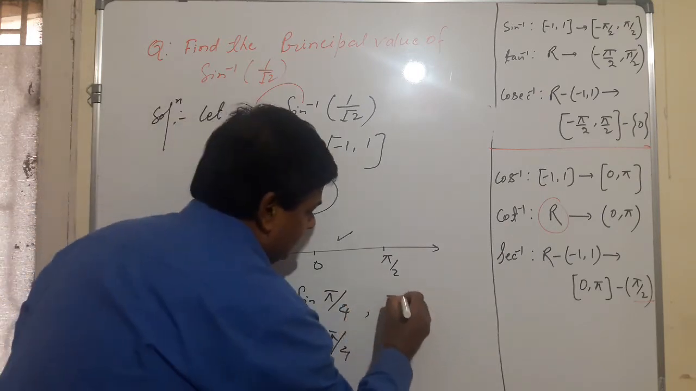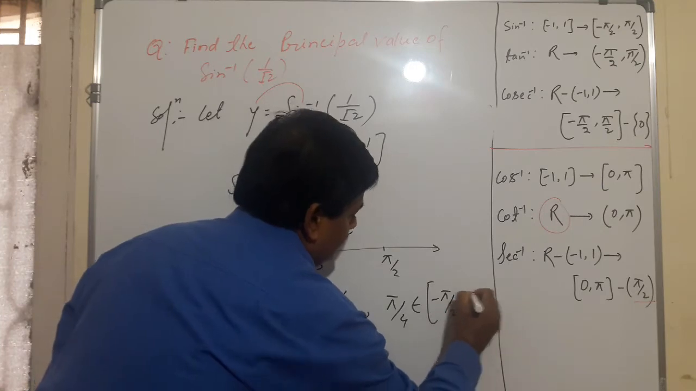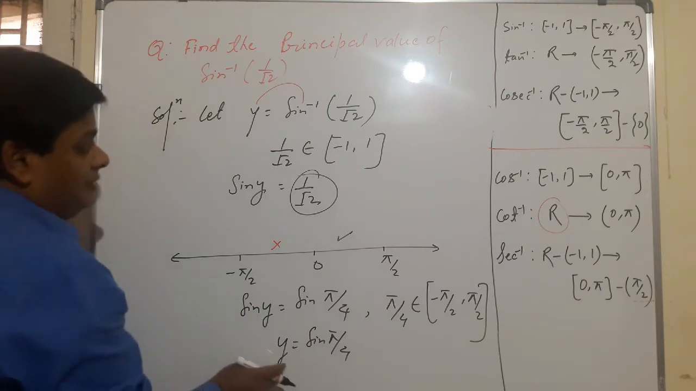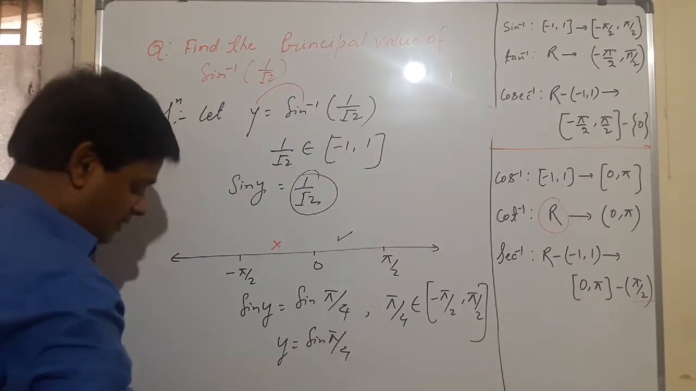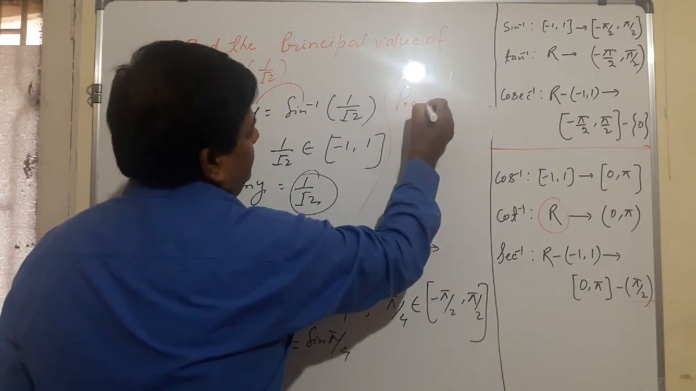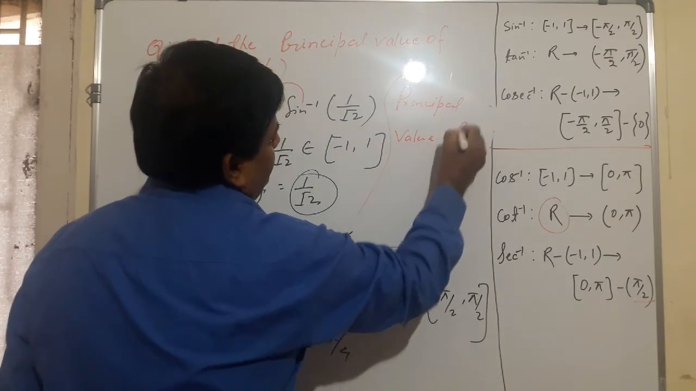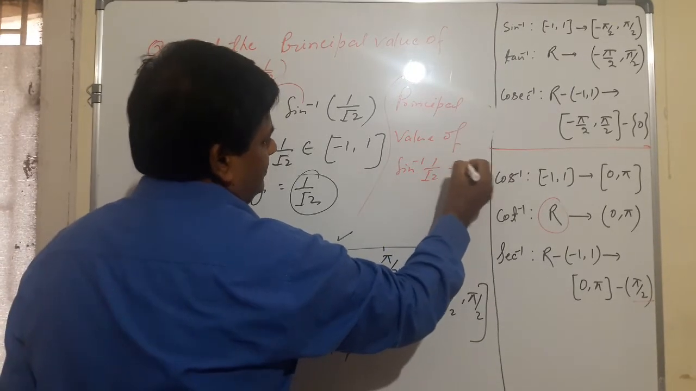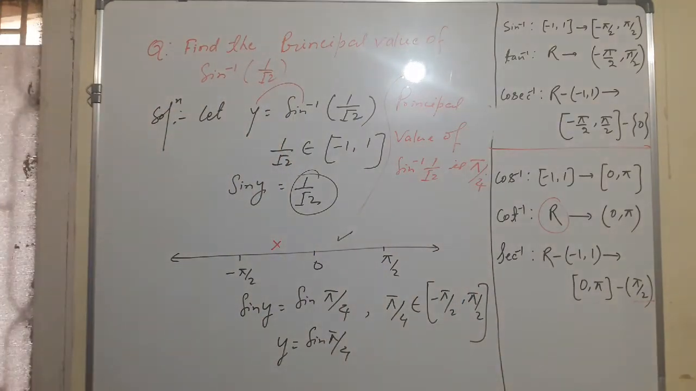See here, pi by 4 belongs to minus pi by 2 to pi by 2. Hence, the principal value of y, which is sin inverse 1 by root 2, is pi by 4.